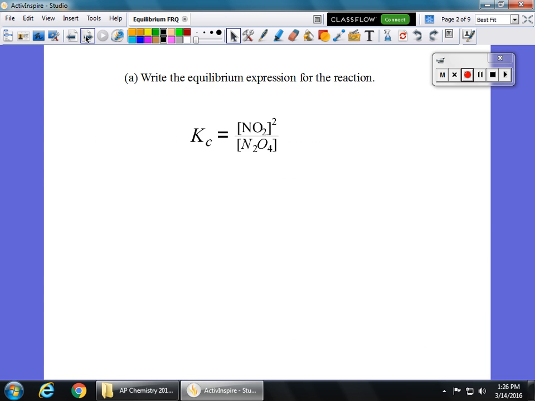First, part A, writing the equilibrium expression for your reaction. So we're just taking the products, putting them over the reactants, and raising them to the power of their coefficient. Since these are both gases, they're not solids or liquids, so both are going to appear in the equilibrium expression. I think in an open-ended problem, that'd probably be 1 point.